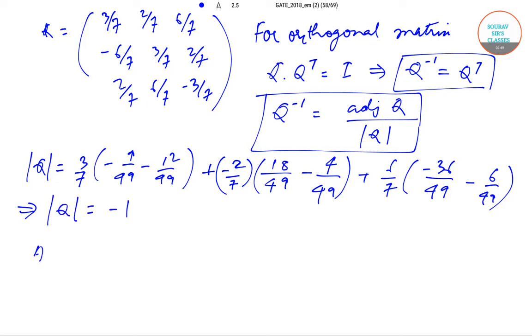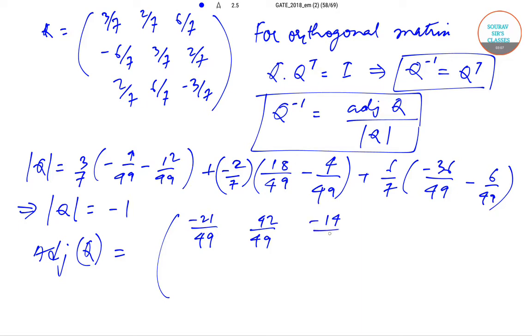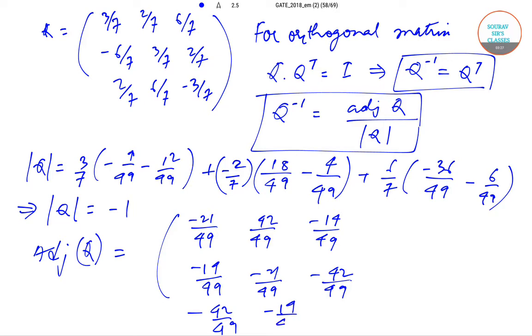Now let us find out the value of the adjoint of Q. The value of the adjoint of Q is given by minus 21 by 49, 42 by 49, minus 14 by 49, minus 14 by 49, minus 21 by 49, minus 42 by 49, minus 42 by 49, minus 14 by 49 and 21 by 49.